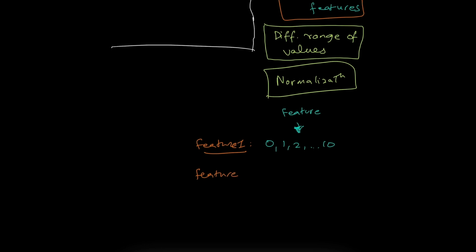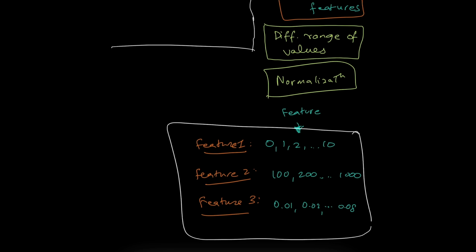For feature 2, we can have a range of like 100, 200, goes all the way to 1000, and then we have feature 3 that just goes from 0.01, 0.02, and so on all the way to 0.08. Now we see the huge difference in the range of these features, right?